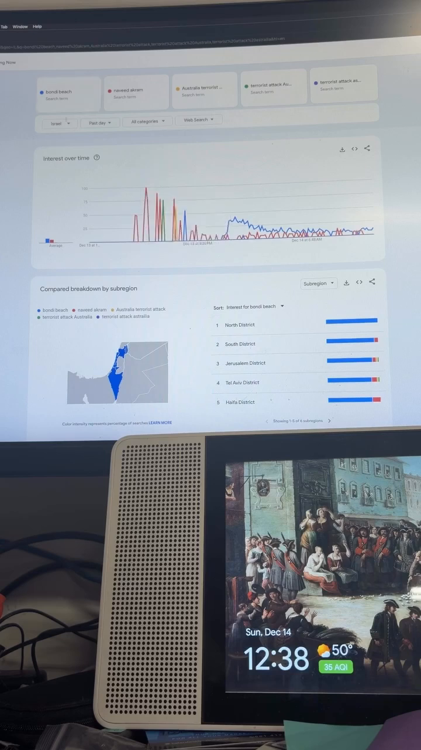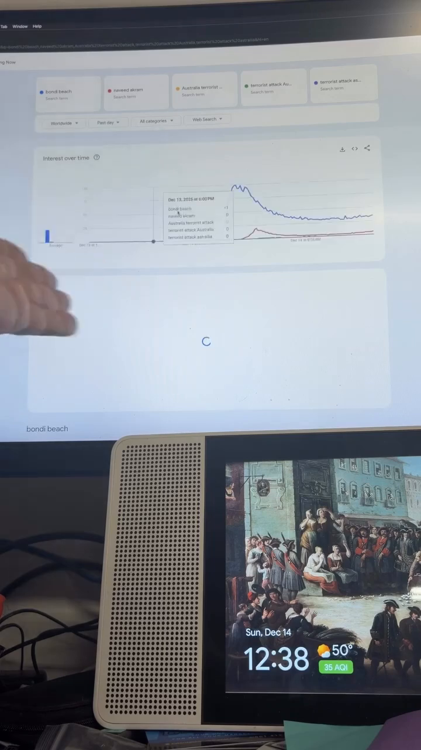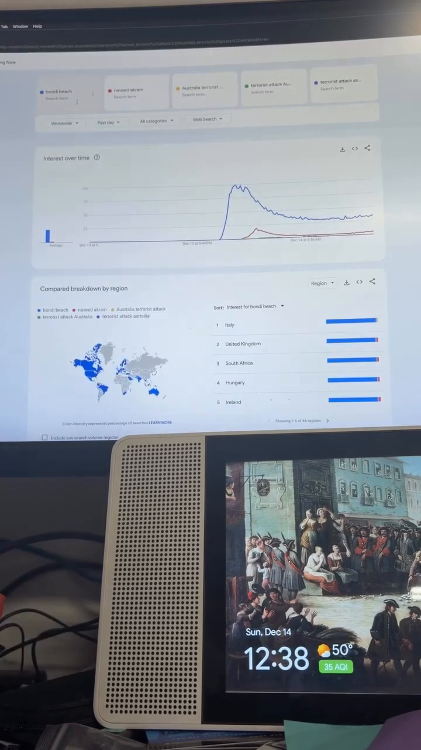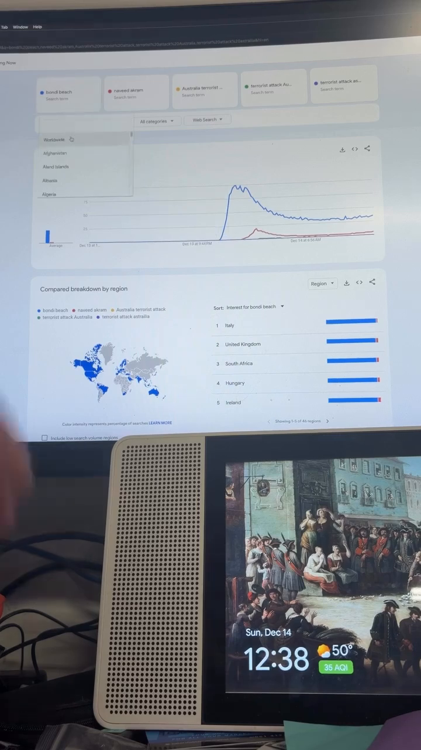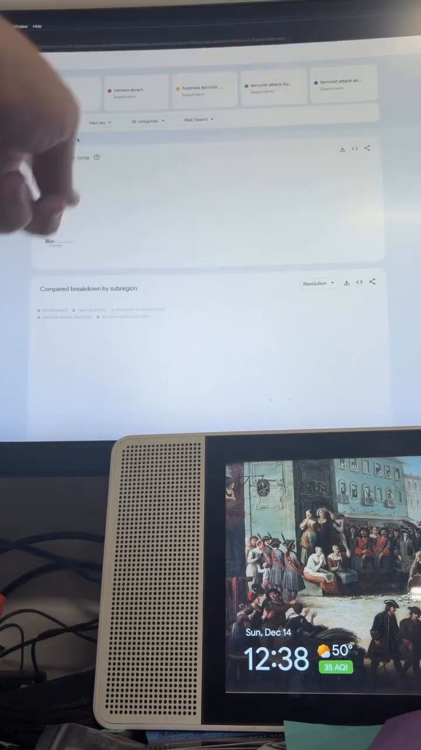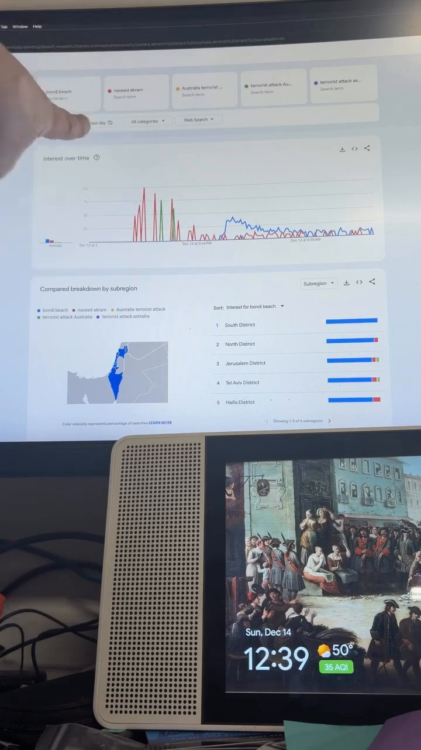This is set now to Israel. I can set it to worldwide, and it will show me the search terms. These terms are all these different waves. So this one's blue, red, for worldwide. But if you just set it to Israel, we can see what these terms being searched in Israel in the past day.